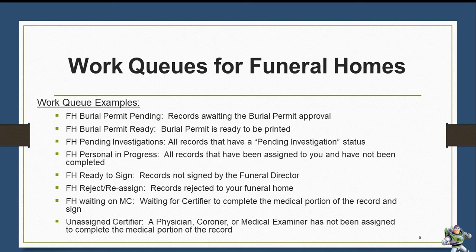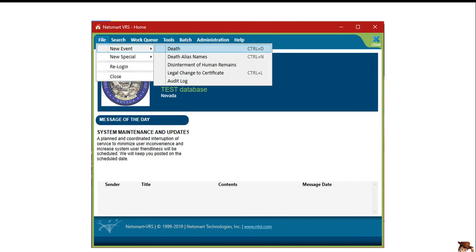The last work queue is unassigned certifier. This is a physician, coroner, or medical examiner that has not yet been assigned to complete the medical portion of the record. When you're creating a new record, please click File, New Event, Death.